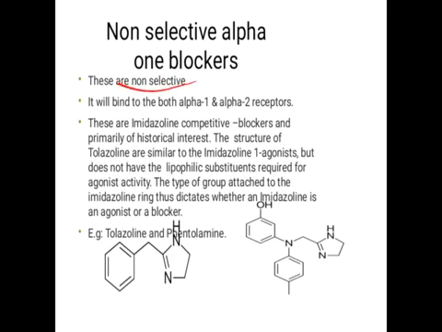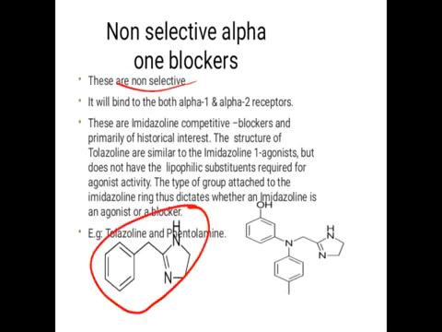So the non-selective alpha 1 blockers are tolazolin and phentolamine. So this is the structure of tolazolin. Okay, so what will be its chemical name? Tolazolin. So the basic nucleus is imidazole. Okay, if a double bond is present here, that means it is imidazole, but here hydrogen is present.